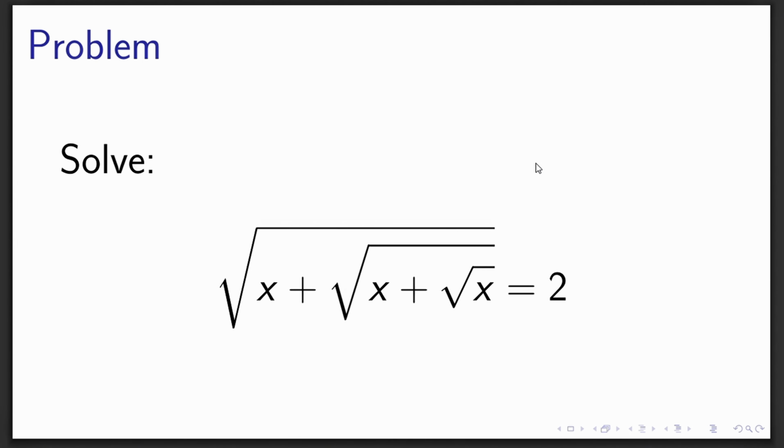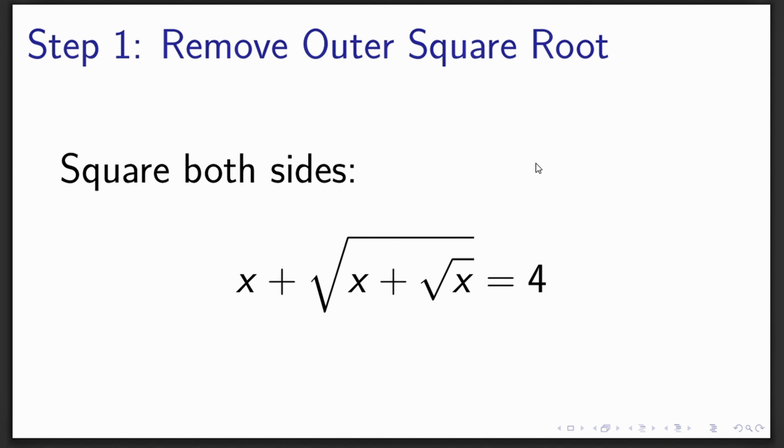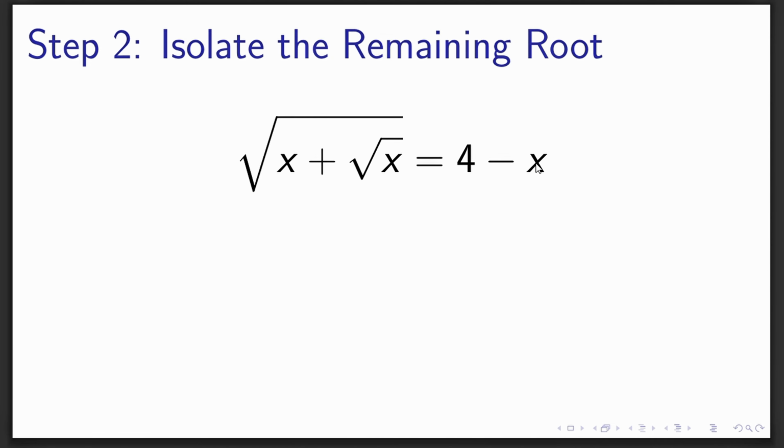Let's start this problem. First of all, I'm going to take the square on both sides. When I do that, I'm going to get x plus root of x plus root of x is equal to 4. Now I can subtract x on both sides. When I do that, I'm going to get root of x plus root of x is equal to 4 minus x.